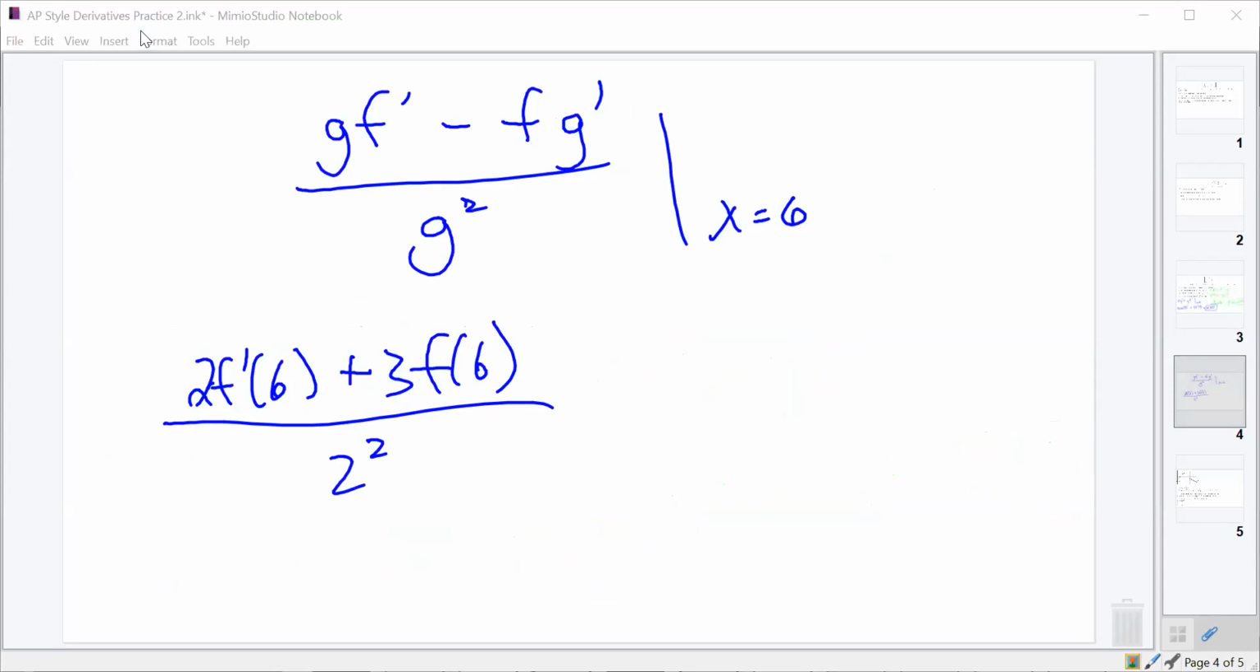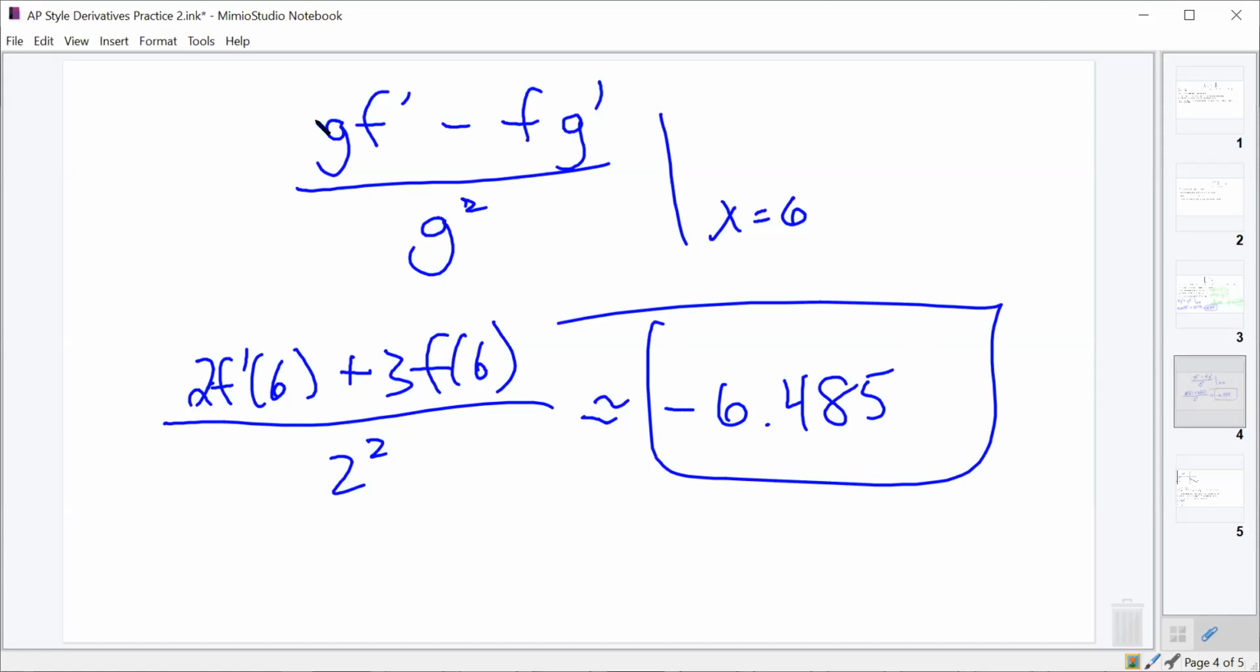Yeah. All right, and what did we get for an answer there? Negative 6.485. Negative 6.485, you said? Yes. Everybody else agree with that? Any questions or issues with that one? All right, that should be good for that one.